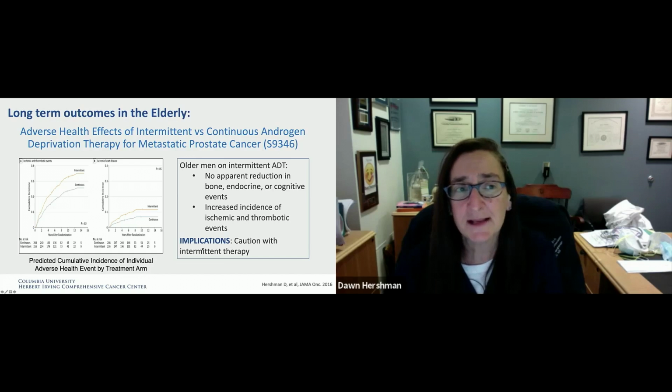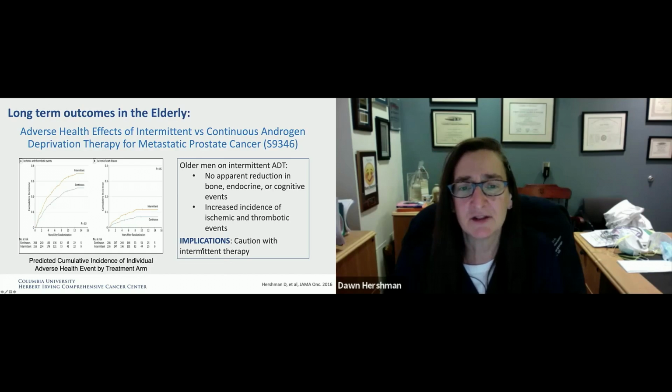And so I'm going to give you some examples of different things we've done to get some idea about outcomes in elderly patients on clinical trials through this linkage between Medicare data and SWOG data. So first, I'm going to tell you about a study of intermittent versus continuous androgen deprivation therapy for patients with metastatic prostate cancer that were enrolled in SWOG 9346.